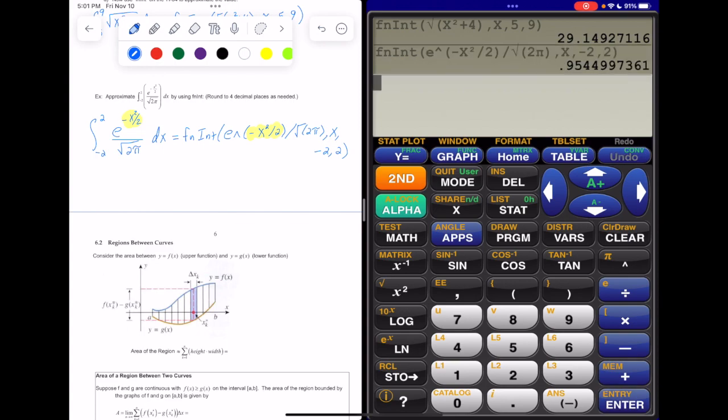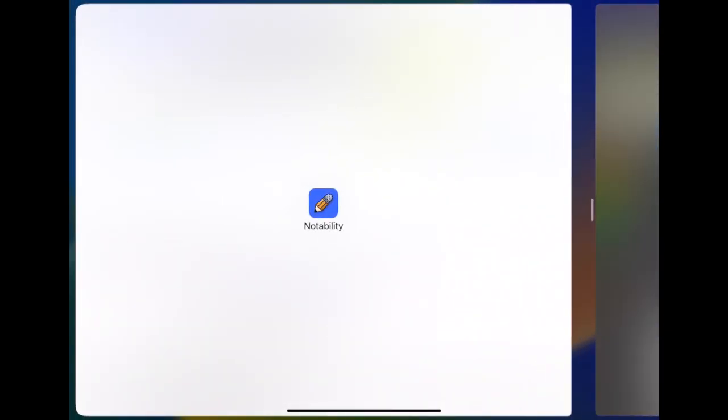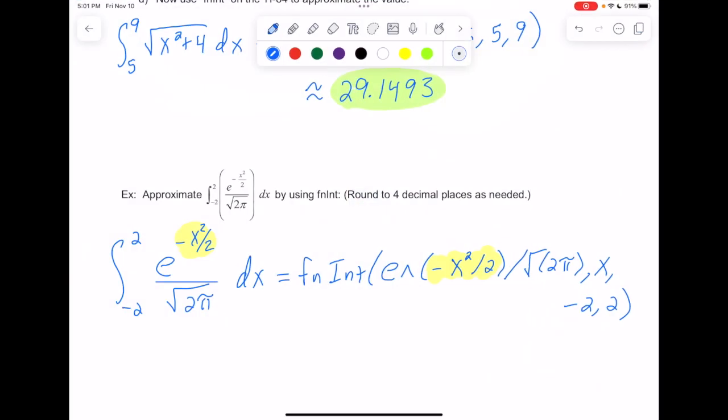Rounded to 4 decimals, that would be 0.9545. If you have taken statistics, you should recognize that as the area from the empirical rule, but underneath the normal curve within 2 standard deviations of the mean is 0.9545. If none of that made any sense to you, that's okay. But here we are able to calculate the area underneath a very messy curve very quickly, easily, and accurately using fnInt from our calculator.